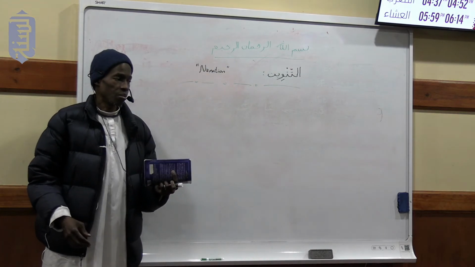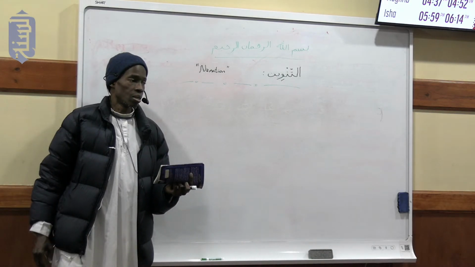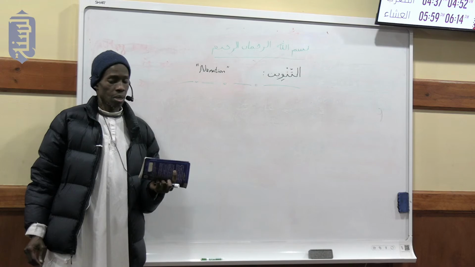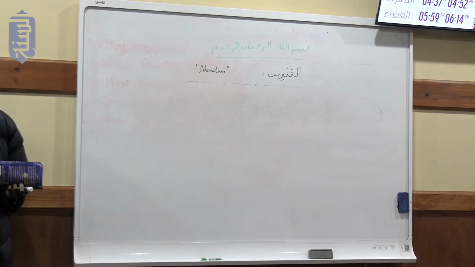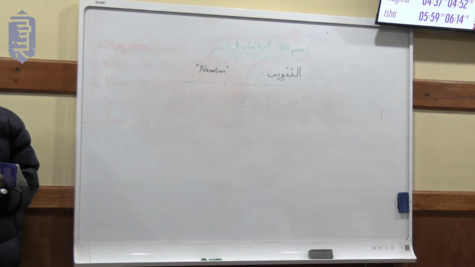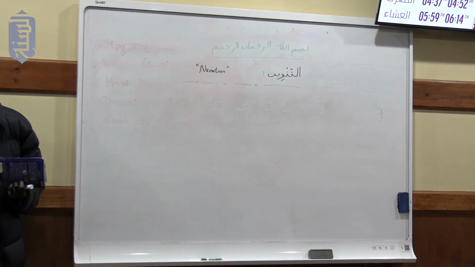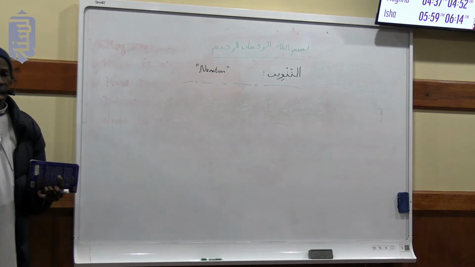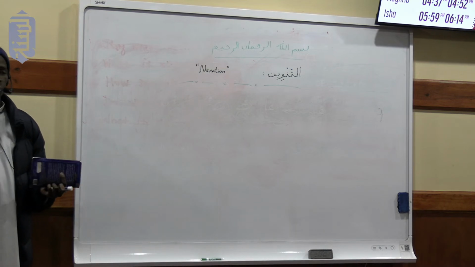Hamza kasratan in. Hamza dammatan, rommatan, un. Hamza fathatan an. Hamza kasratan in. Hamza dammatan un. An in un. Hamza fathatan an. Hamza kasratan in. Hamza dammatan un. An in un.